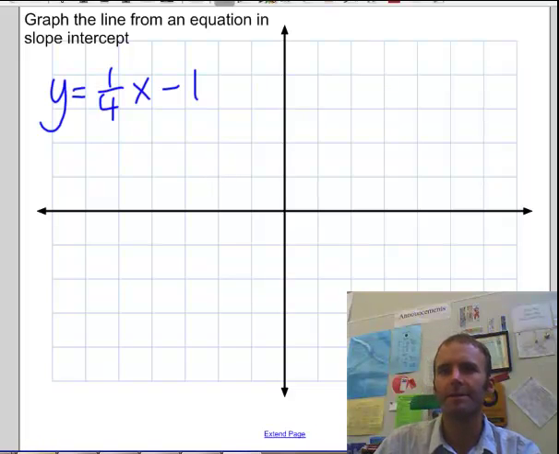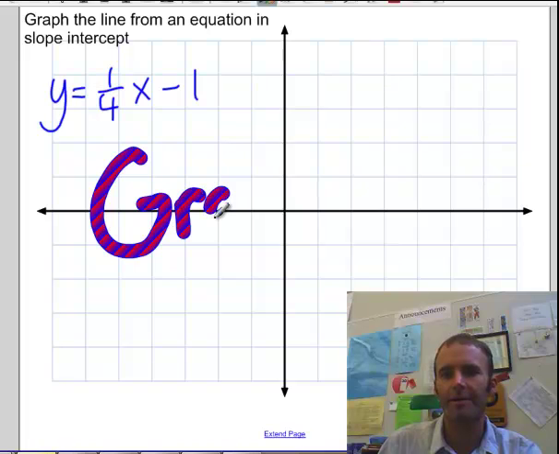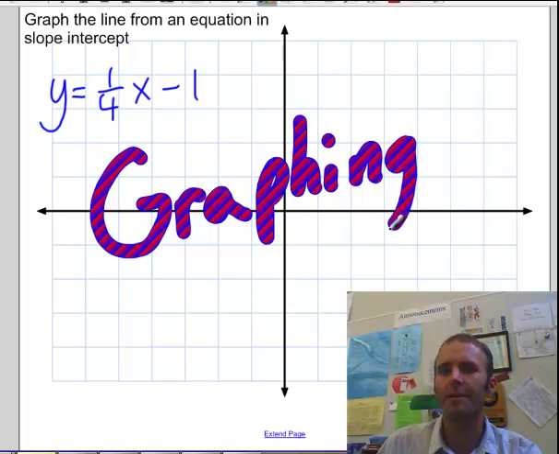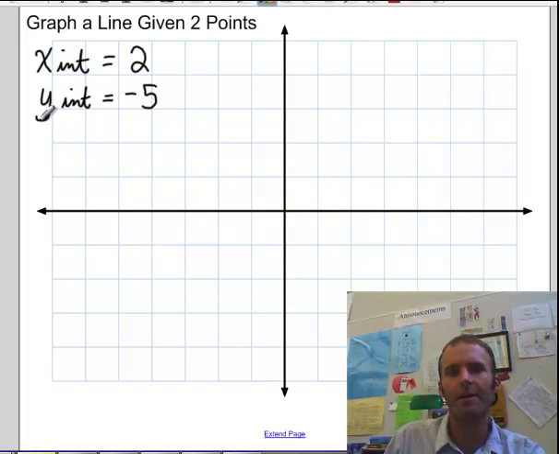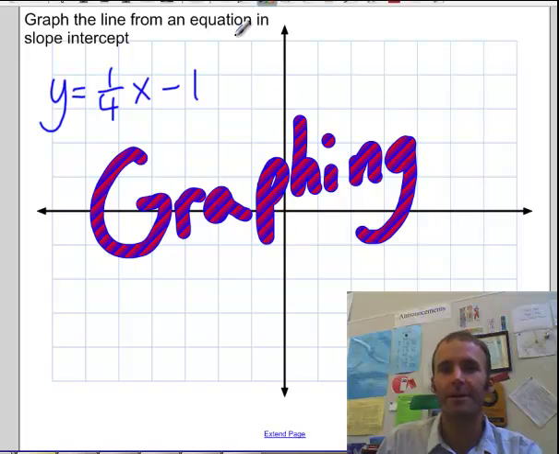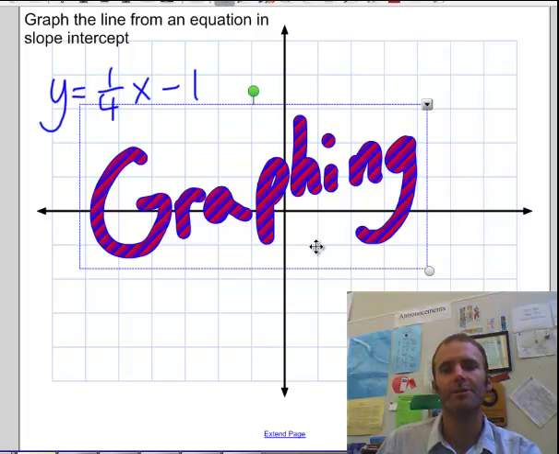Okay, so this video is on graphing a line. You are going to be able to graph a line from slope-intercept form. We're also going to graph a line by giving 2 points or by giving the intercepts. And we're going to graph a line in standard form. So the objective here is for you guys to be able to graph a line given different information.